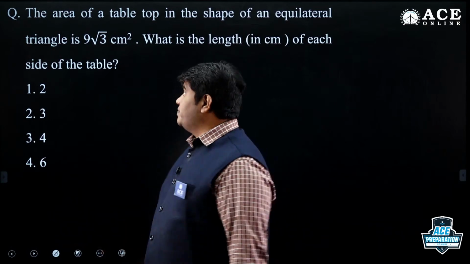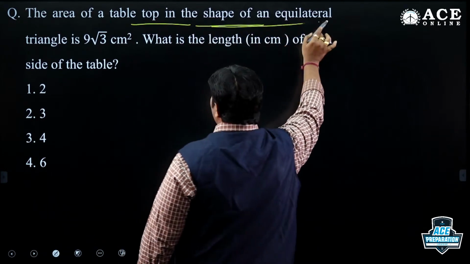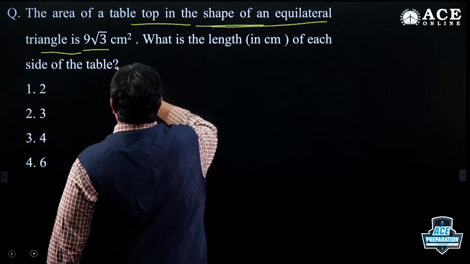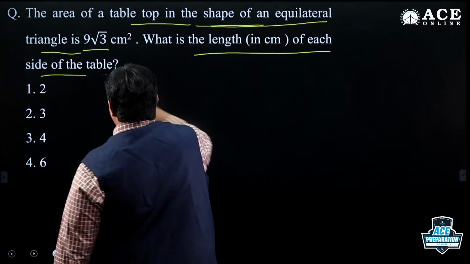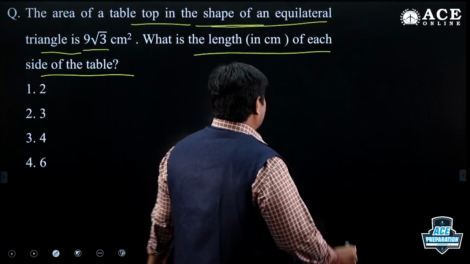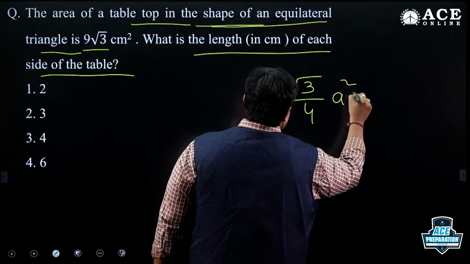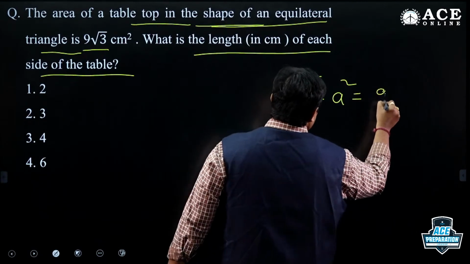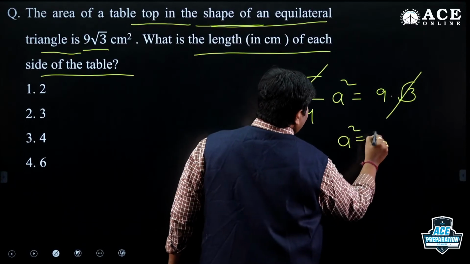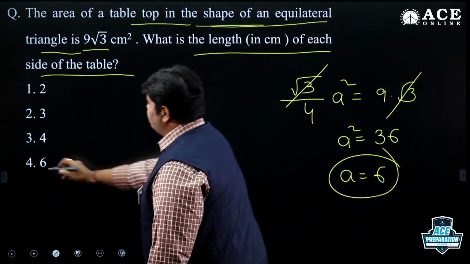Last year's SSC CGL. The area of the tabletop in the shape of an equilateral triangle is given as 9√3. What is the length of each side of the table? The table is an equilateral triangle, so √3 by 4 a square is equal to 9√3. √3 cancels, so a square is equal to 4 times 9, which is 36. So a is equal to 6. Option D.